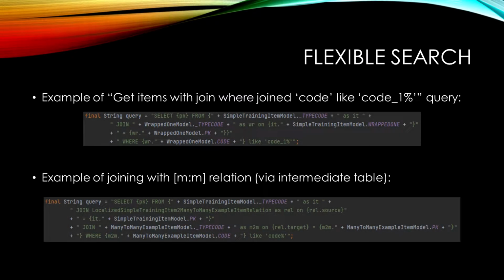Here are examples of joins. First is joining the wrapped one model. The second is joining via many-to-many relation table.